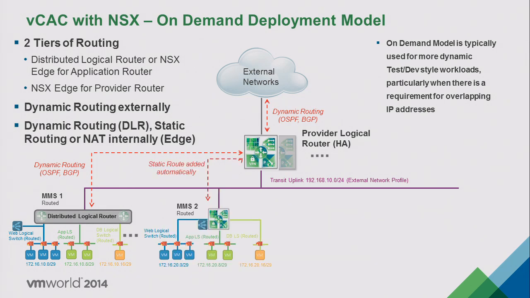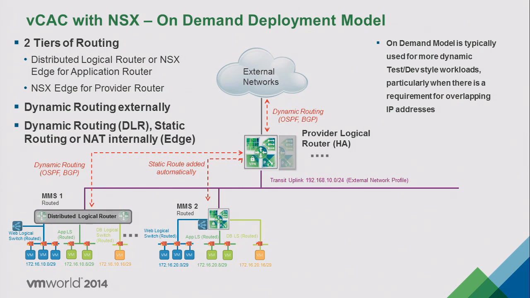Multi-machine service 2 here. In this case, we're routed via an edge rather than the distributed router. So you can see in this case vCAC will automatically inject a static route into our provided router, but we get the same sort of capabilities, load balancing for our multi-tier applications. So this was really the model in vCAC 6.0.